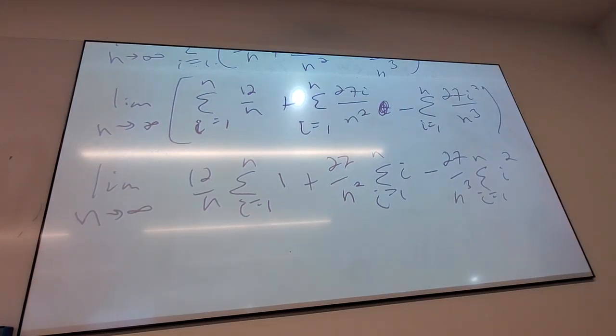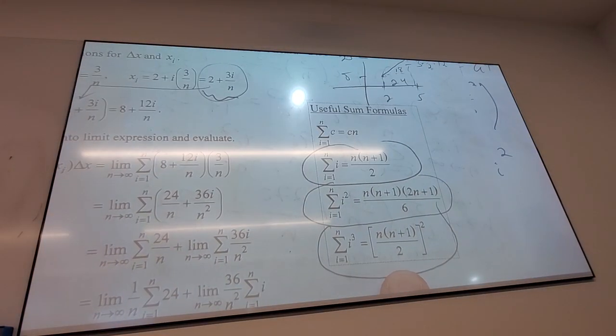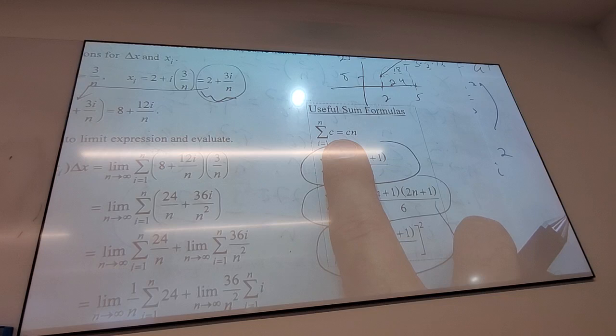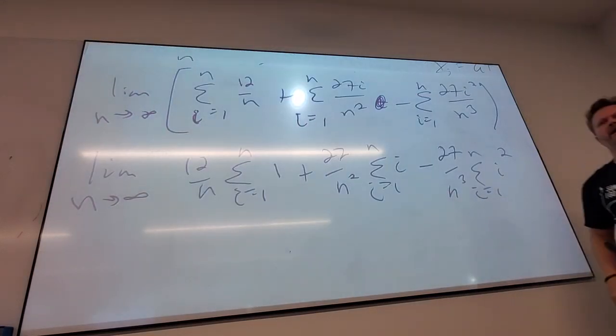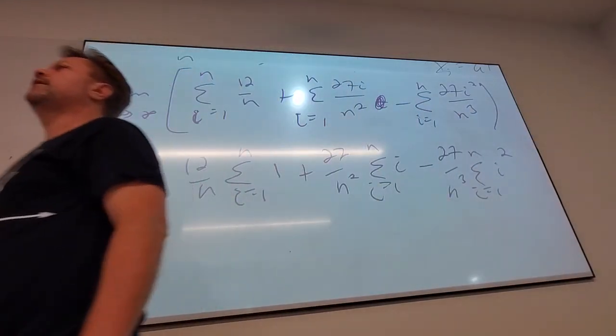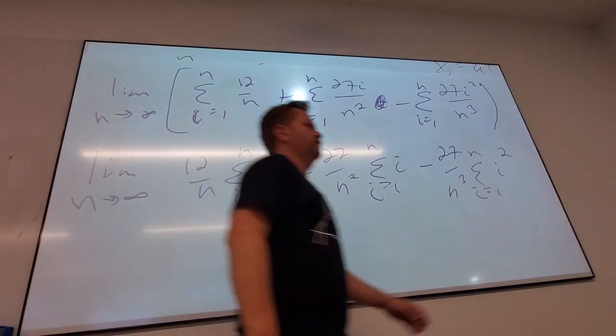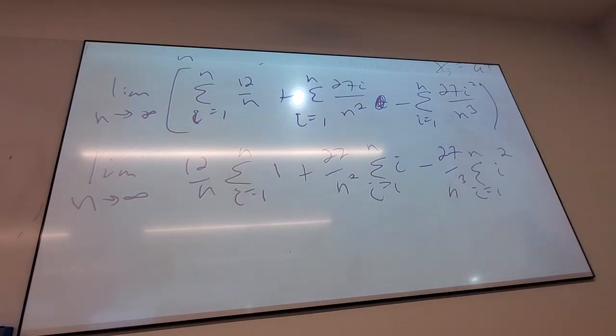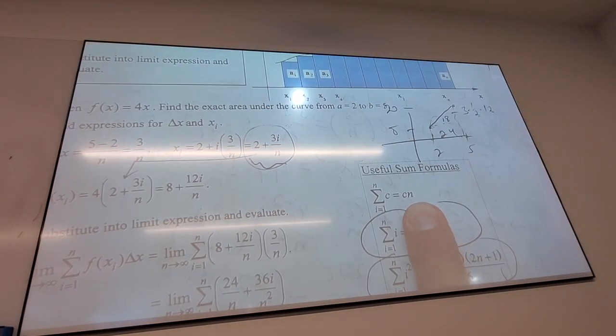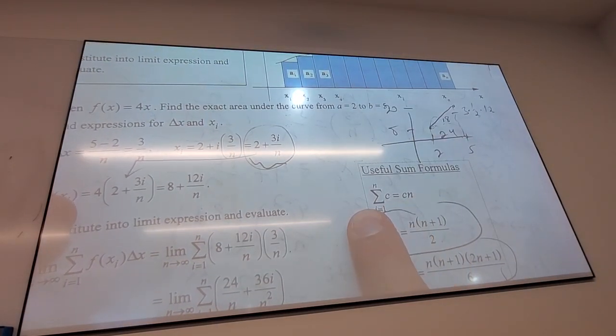Now help me out. Look back at the other side of this paper. See here? What is the sum, and real quick, why does this make sense? If I add up 1 7 times, what am I going to get? 7. If I add up 3 12 times, what am I going to get? So if I add up a constant N times, I'm going to get N times C, yes?